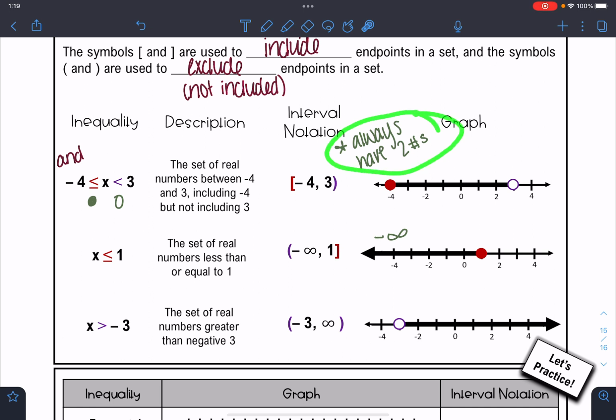So like I said, we always have to have two numbers as a part of our interval notation. So we need to show that. You always put the smaller number first and then the larger number to show the range.